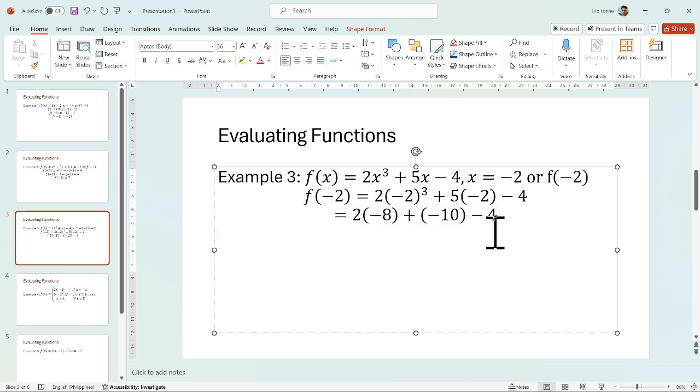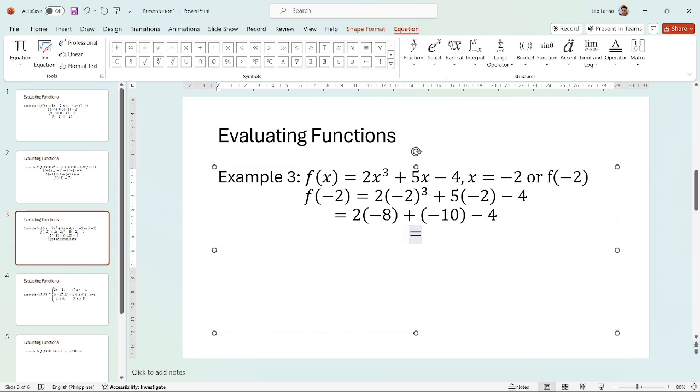And solving this again, we have 2 times negative 8 is equal to negative 16 plus negative 10 minus 4. And negative 16 plus negative 10 is equal to negative 26, minus 4 is equal to negative 30. Thus, f of negative 2 is equal to negative 30.